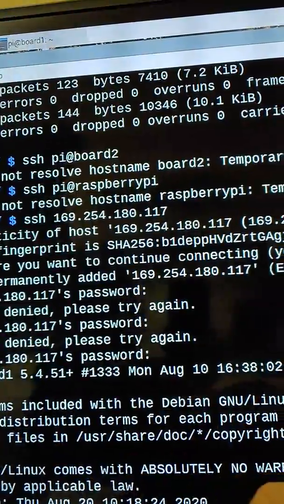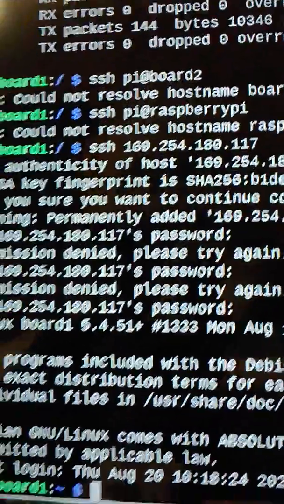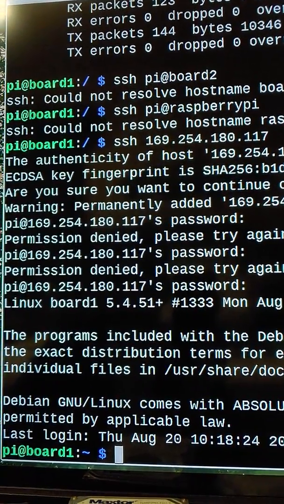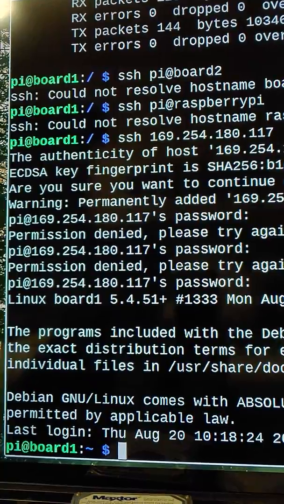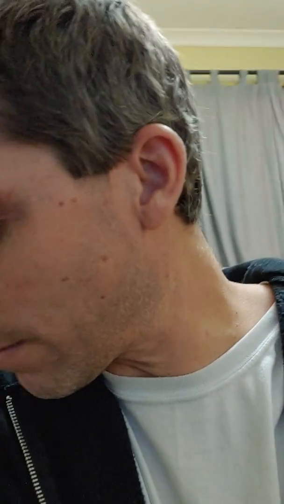Programs included with Debian, free software, warranty. All right. Well, that was stupid. That was a giant waste of time. All right. Well, whatever. Good night. That's the best I can do for today. I guess I won't send the board because I still don't know how to make it SSH.